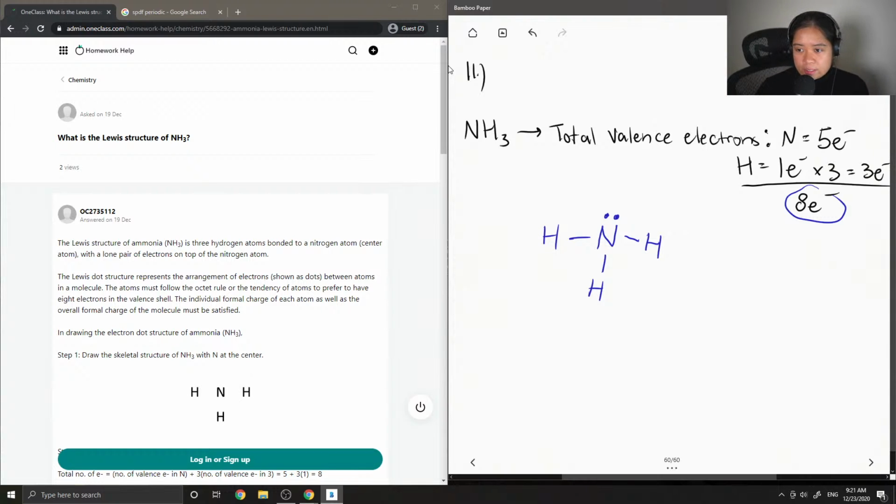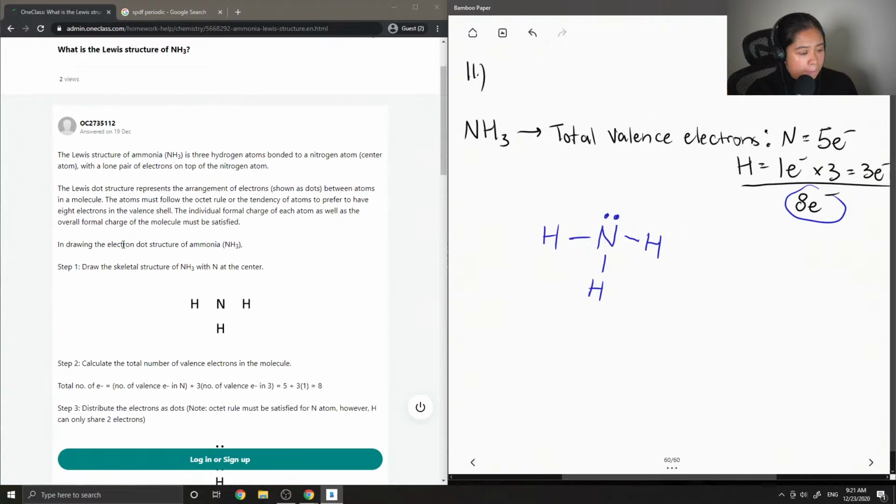The same thing goes for chlorine and fluorine. It's not likely you'll see them having a bond and multiple other bonds around it. Okay, so we have 8 electrons. Nitrogen has a total valence shell. So this is the Lewis structure of NH3.